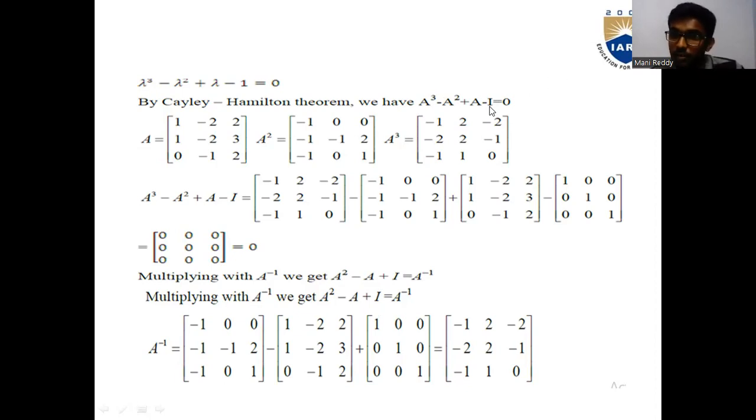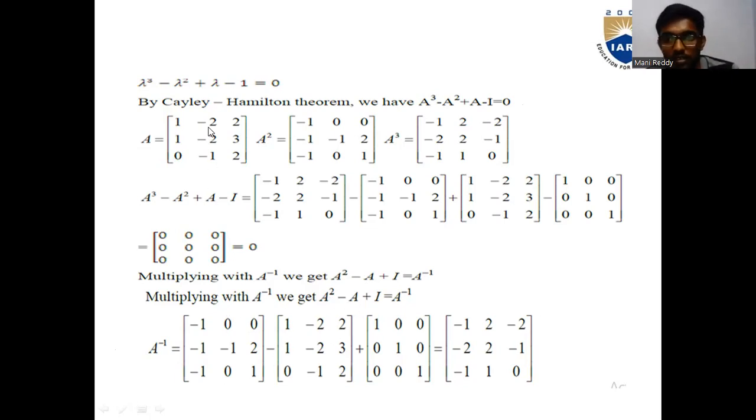Then I into A inverse gives A inverse only. Minus A inverse, we transfer to the right side, so we get plus A inverse. So what we get is A inverse equal to A square minus A plus I. The A square matrix is there, the A matrix is there, and the identity matrix is also there.